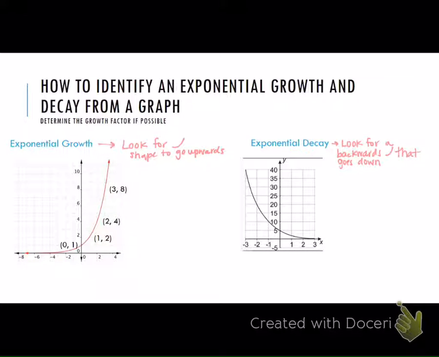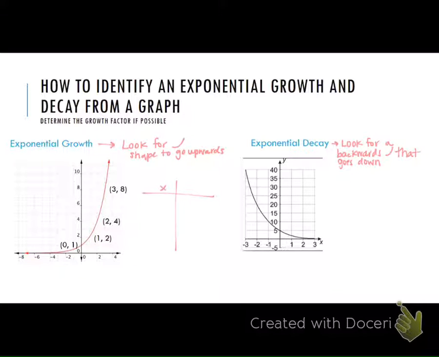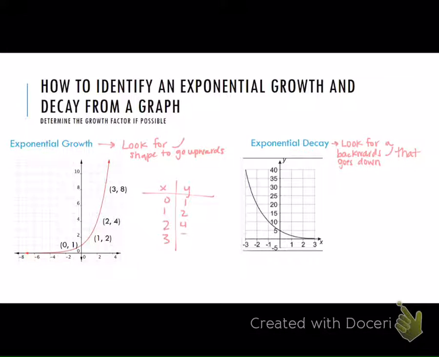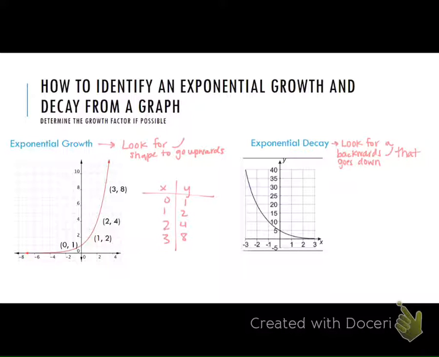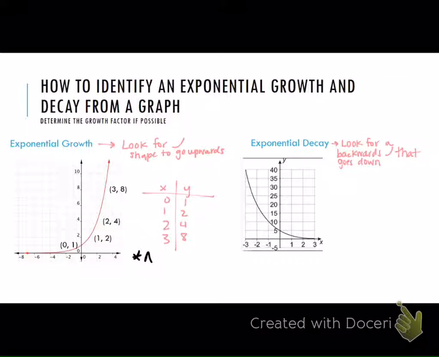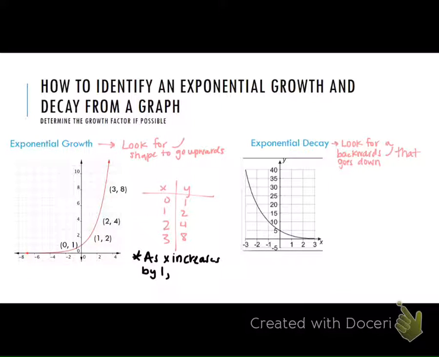So you're going to look at your output-input table here. Do you see I can pull some numbers off of this table? I can say 0, 1, 1, 2, 2, 4, 3, 8. Do you see that I can pull those numbers from the graph? Yeah. Okay, so I put that in a table. As x increases by 1, what is happening to y? What do you notice is happening to the y? It's doubling, which means you're multiplying by 2.